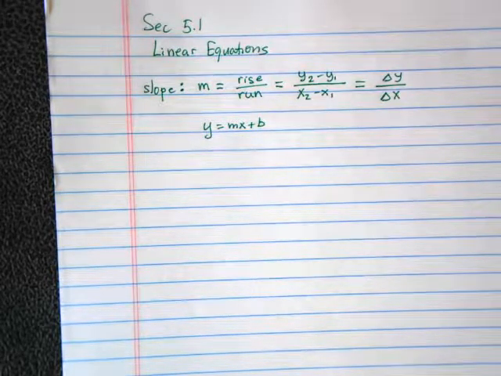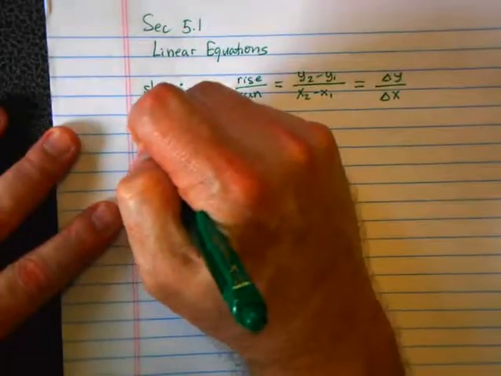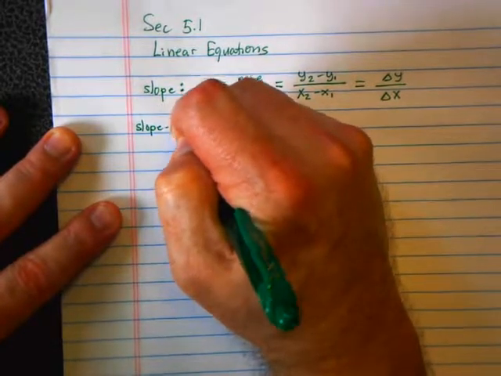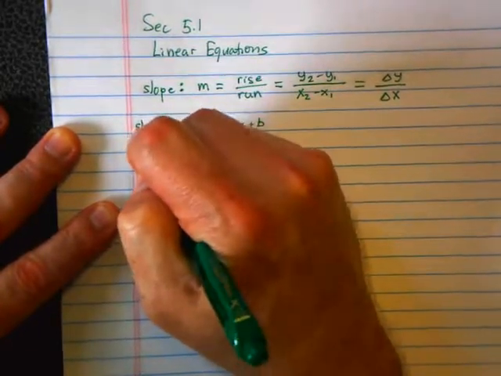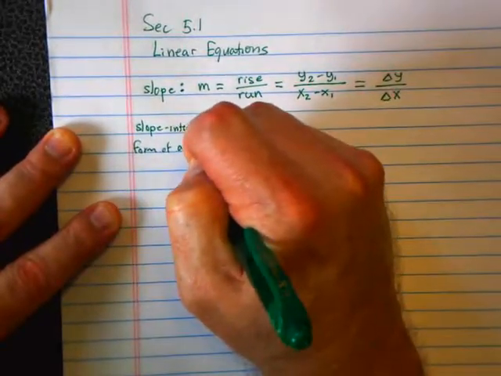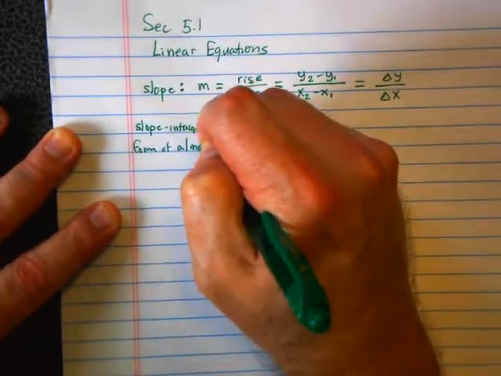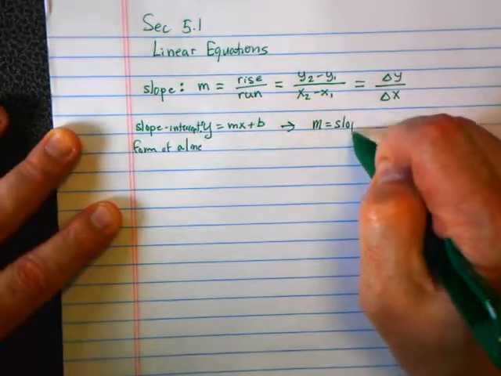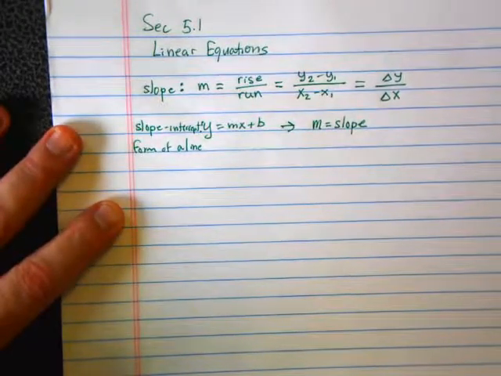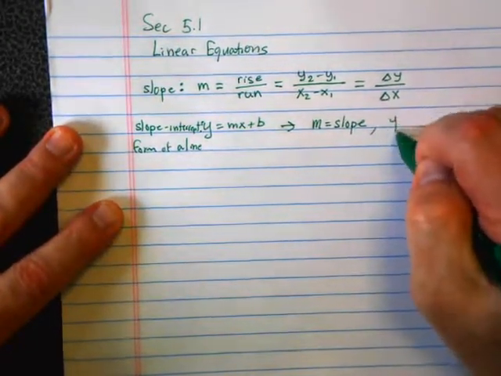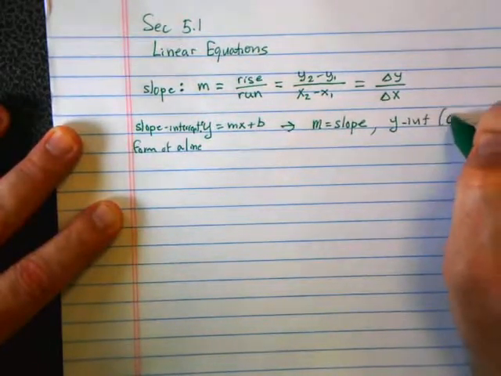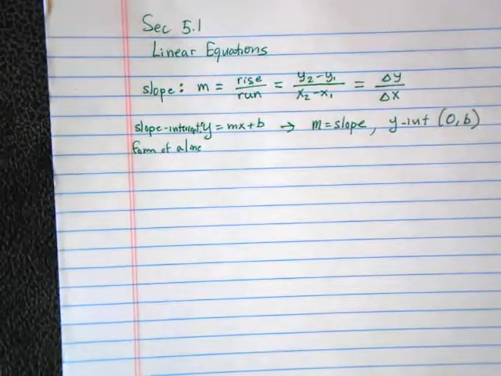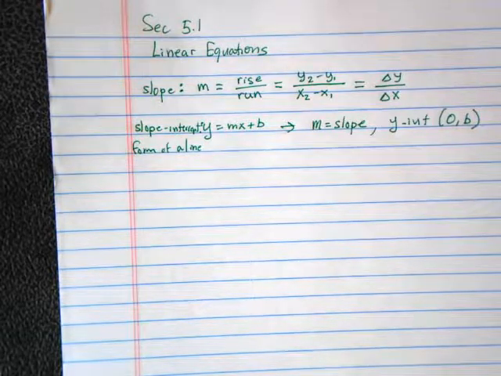It's called slope-intercept form. This is called the slope-intercept form of a line. Y equals mx plus b. And it's called slope-intercept because m is the slope. And what intercept are we talking about? The y-intercept is the point 0, comma b. All right, so that's a very, very useful equation of a line. Y equals mx plus b.